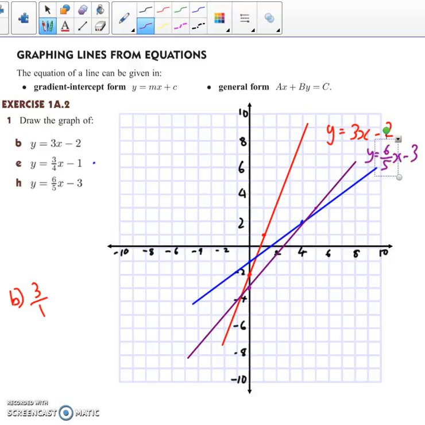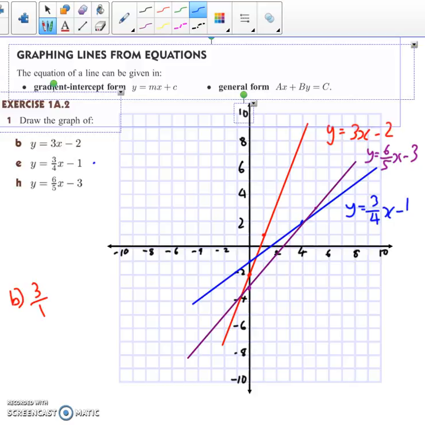Now we've got our blue line, which was y equals 3 over 4x take 1. Now you can see that the slope of these lines is different. Obviously that makes sense because we've got different y-intercepts, we've got different gradients, and that affects all of those things. So that's the first part.